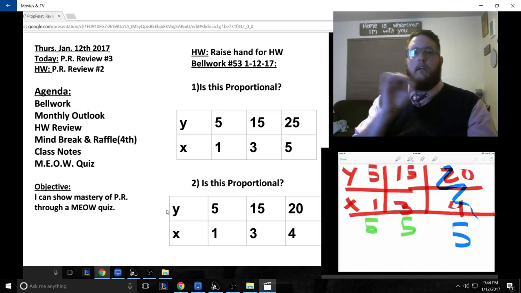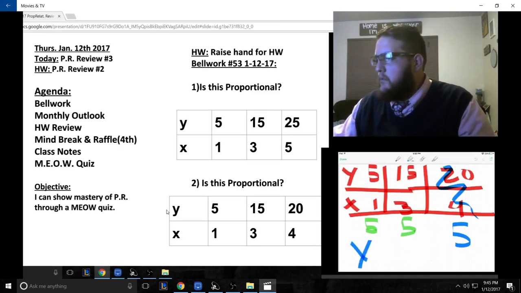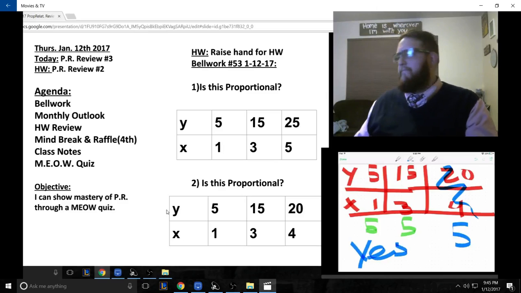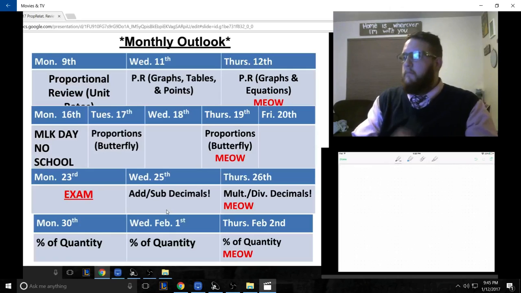Again, just to clarify, in order for a table to be proportional, it must have a constant rate of change, and we have verified that this does have a constant rate of change. And that's the end of our bell work.